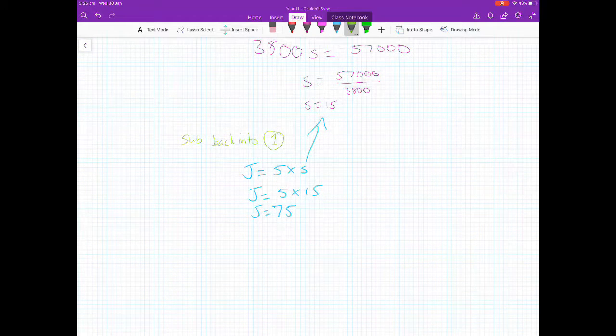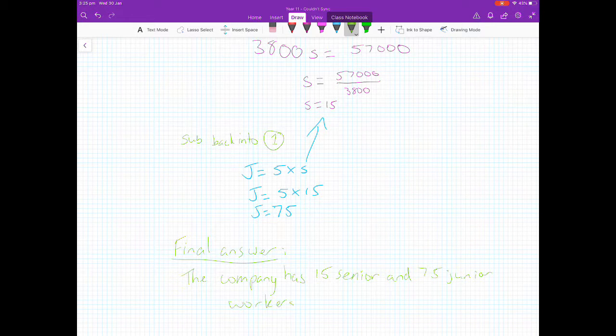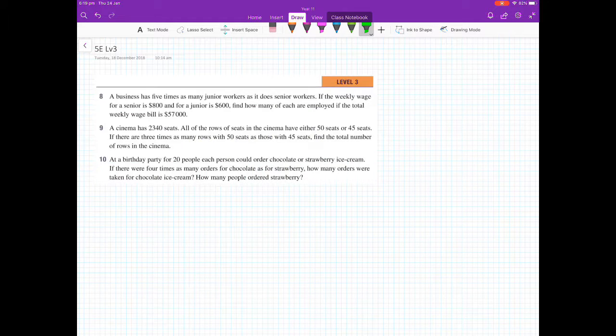Still not quite done. This question has actually asked for us to have a worded answer. I know, how crazy. It happens. So all you've got to do is write it into words so that you can show that you actually know what these crazy numbers mean. The company has 15 senior and 75 junior workers. Shock, horror, applause, etc. And moving on to our next question.